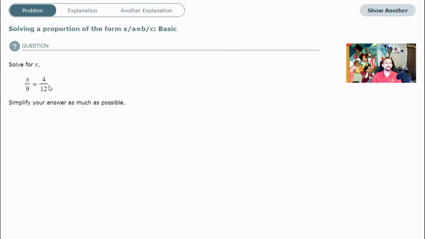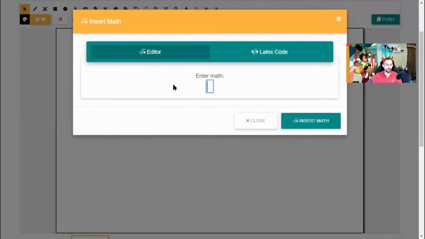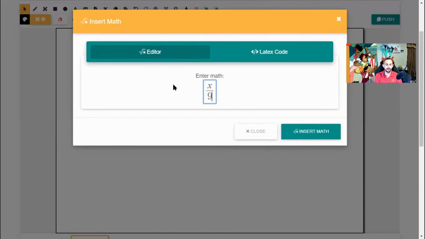Here we have this equation. I'm going to first put this in whiteboard.fi, and I recommend you do the same so we can show our work. I'm going to insert math with this square root symbol. My equation was x / 9. Then I'm either going to click to the right or hit the right button, equals 4 / 12.